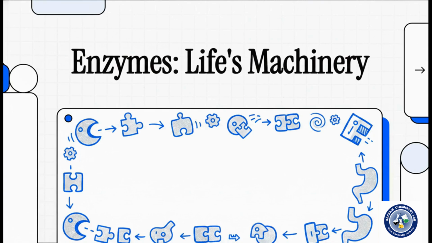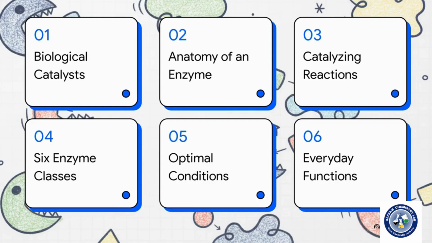We're going to use some great diagrams to really visualize these concepts as we go, so let's just get right into it. Here is a quick look at our syllabus for today's journey. First up, we'll meet these biological catalysts. Then, we'll break down the actual anatomy of an enzyme, followed by exactly how they go about catalyzing reactions. After that, we'll run through the 6 major enzyme classes, take a look at the optimal conditions they need to thrive, and finally, we'll wrap up with their everyday functions in our world.